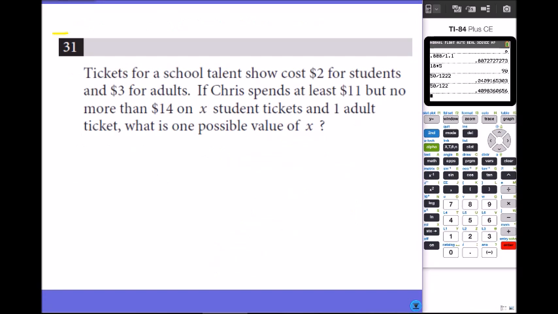31. A ticket for a school talent show costs $2 for students and $3 for adults. If Chris spent at least $11 but no more than $14 on X student tickets and one adult ticket, what is one possible value of X? So it's X, 2X, and one adult ticket, which must be a total cost of 11, and it has to be at least 11. No. So the adult was $3, not $11. So this is 3.